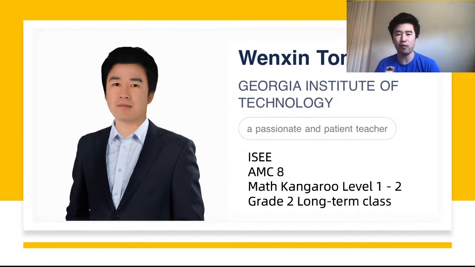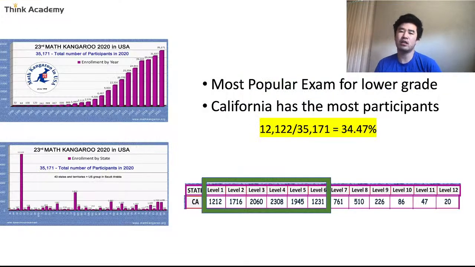Now let's get started with today's analysis and also talk about the solution. So let's first talk about Math Kangaroo: why we should take Math Kangaroo and how popular the contest is. Here we can see the chart. As time goes by, every year we have more and more students taking the Math Kangaroo contest. Especially California has the most participants around the nation. Almost 34% of students in California actually participate in Math Kangaroo.